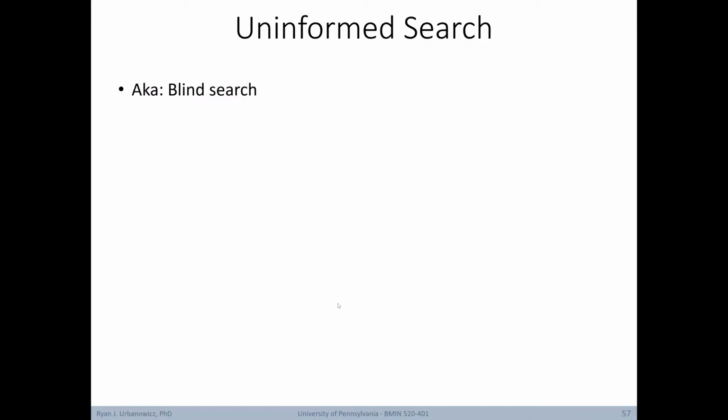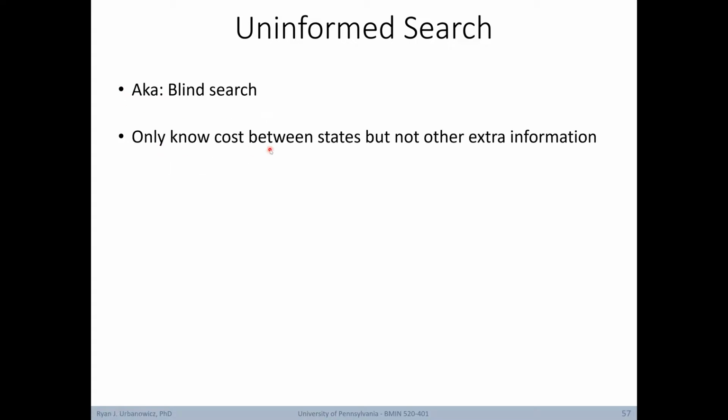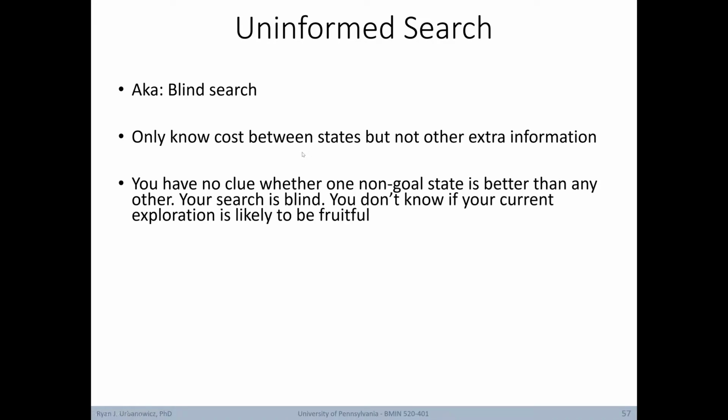Let's start by gaining a basic understanding of what uninformed search refers to. This is also referred to as blind search. Here, only the cost between states might be known, but no other extra information is. In other words, you have no clue whether one non-goal state is better than any other, so your search is effectively blind. You don't know if your current exploration down a search path is likely to be fruitful.